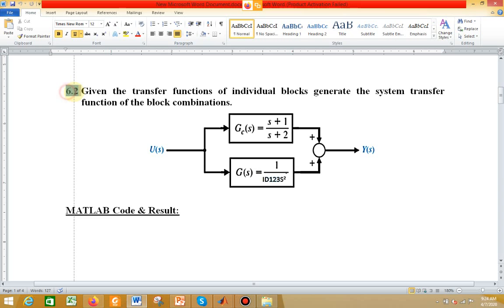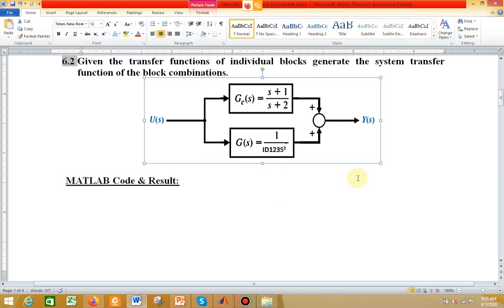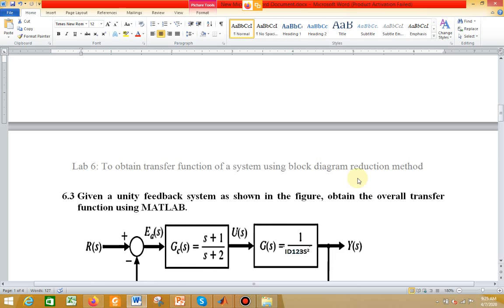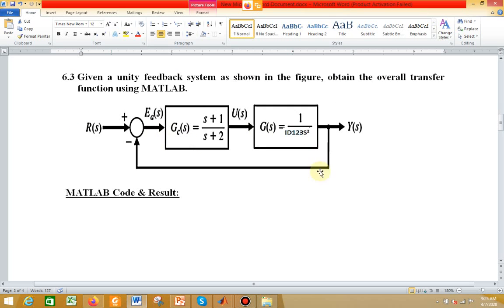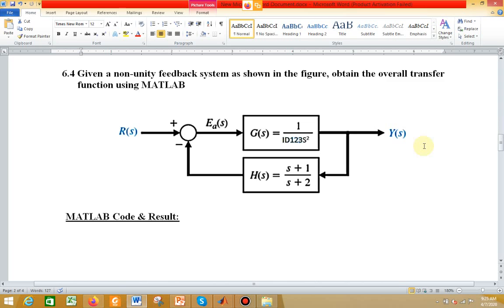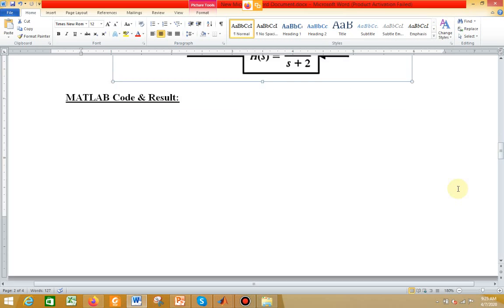Then in 6.2 again we have a transfer function. Multiple transfer functions are in parallel configuration, and in the denominator of the g of s you have to write your ID and S square. Okay, then 6.3 we have a unity feedback system, and again the change is just your ID over here. And 6.4 is similar to example 4 with a non-unity feedback system.